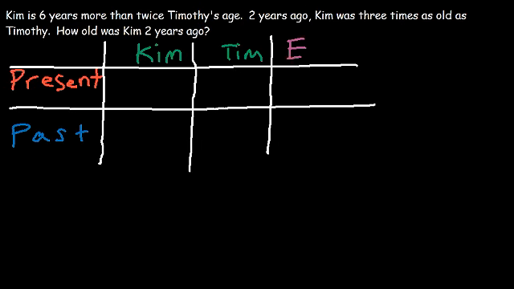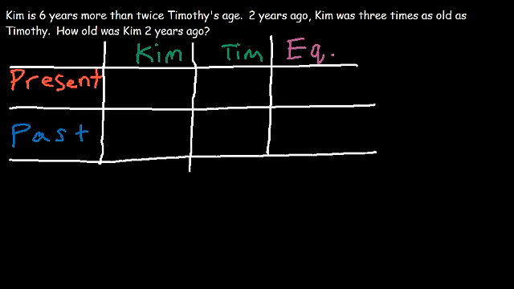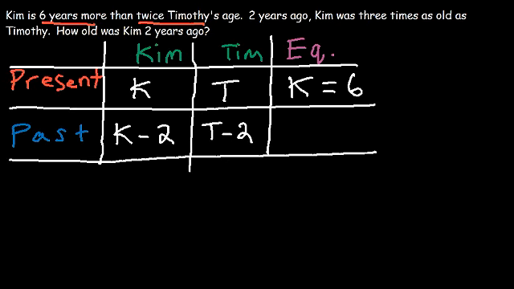And we'll put the equations on this side. So Kim's present age, let's call it K. Timothy's present age, we'll call it T. Now, 2 years ago, Kim, her age is going to be K minus 2. And Timothy's age 2 years ago is T minus 2. Now, what is the equation that we should write for the present? At the present, it says that Kim is 6 years more than twice Timothy's age. So K is going to be 6 more, 6 plus, than twice Timothy's age, so 2 times T.